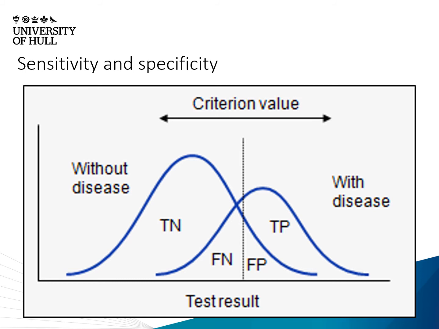And you can see that those with the disease includes true positives and false positives, and those without the disease includes true negatives and false negatives. And the test result, where that dotted line falls, is the one that we use from the test to indicate whether the person has or hasn't got the disease. And what we would hope to do is to optimize that value so that we get as few false positives and as few false negatives as we can.